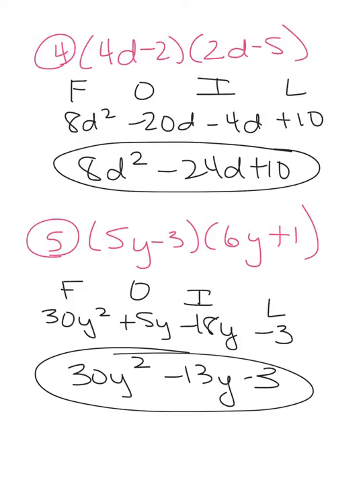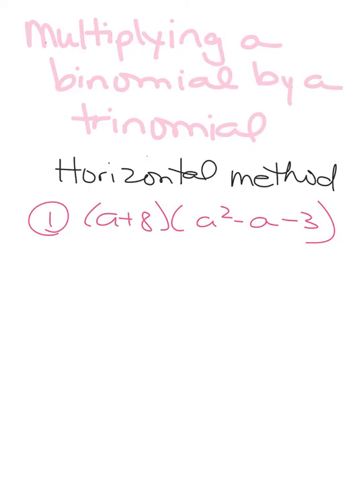Now just remember, the only time you can use FOIL is when you're multiplying a binomial times a binomial. Now we're going to multiply a binomial by a trinomial, and again there's two methods. We could use the horizontal method or the vertical method. So it's just a big form of distributing.